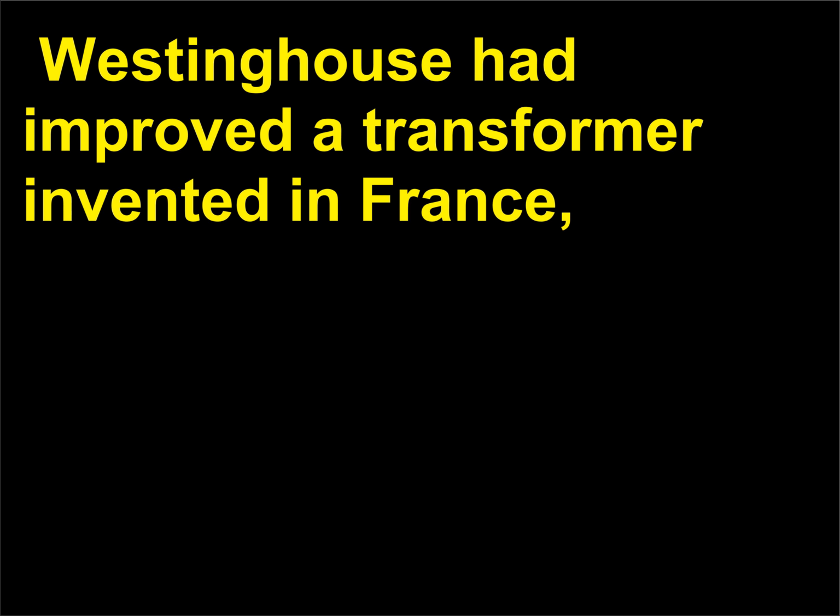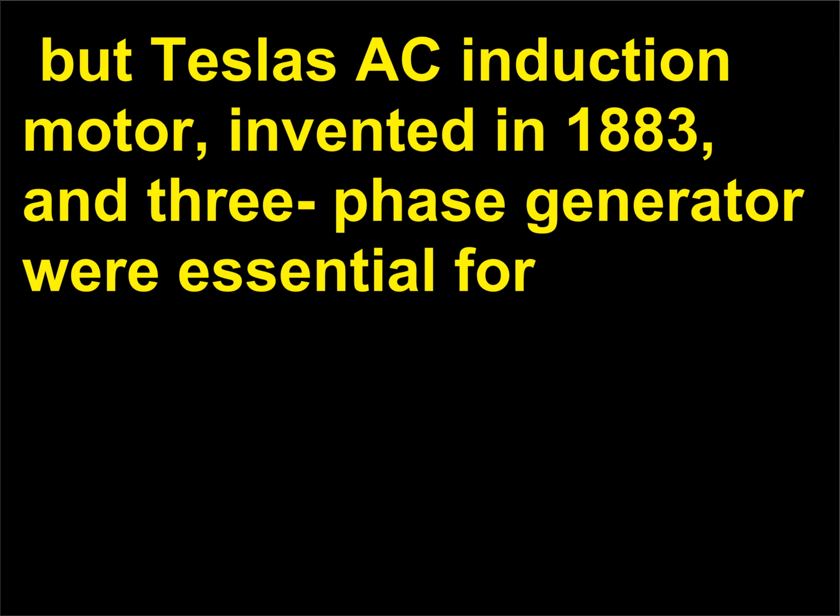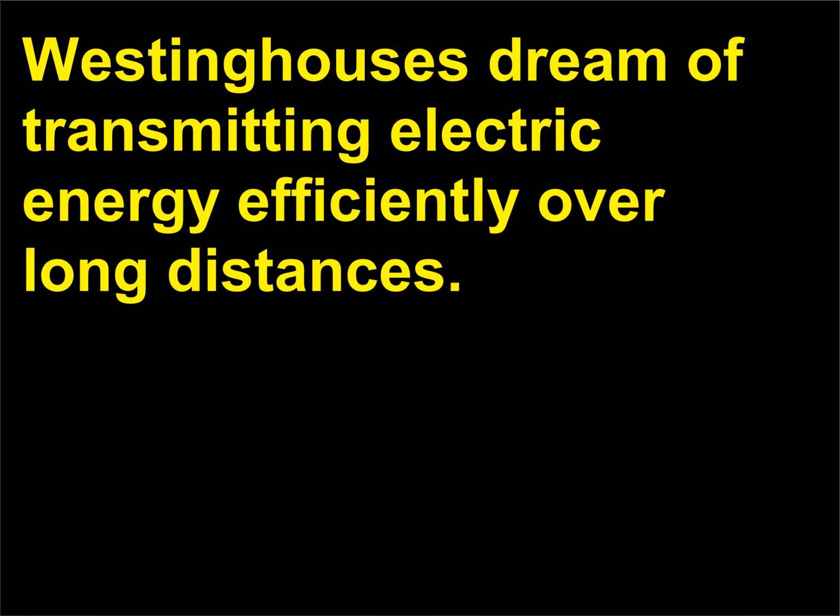Westinghouse had improved a transformer invented in France. But Tesla's AC induction motor, invented in 1883, and three-phase generator were essential for Westinghouse's dream of transmitting electric energy efficiently over long distances.